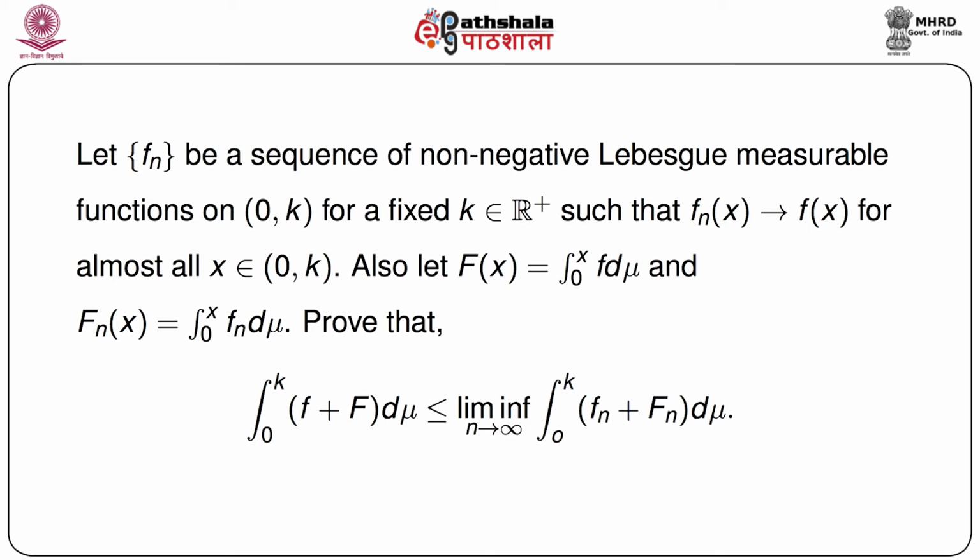Now let us consider another function, capital F(x), which equals the integral from 0 to x of f d mu, and F_n(x) equals the integral from 0 to x of f_n d mu. Then show that the integral from 0 to k of small f plus capital F d mu is less than or equal to the lim inf as n goes to infinity of the integral from 0 to k of small f_n plus capital F_n d mu.